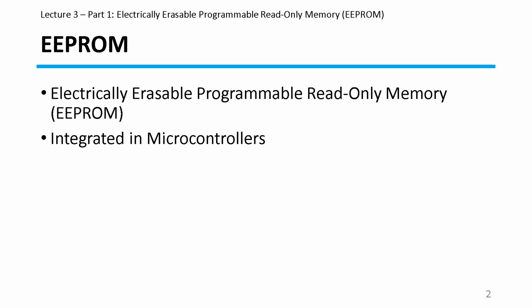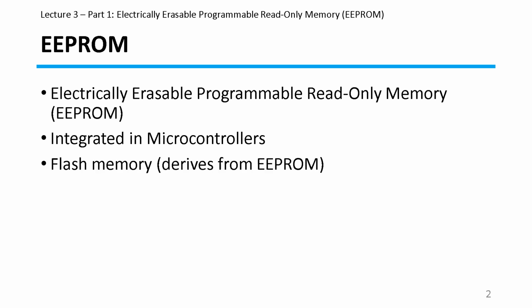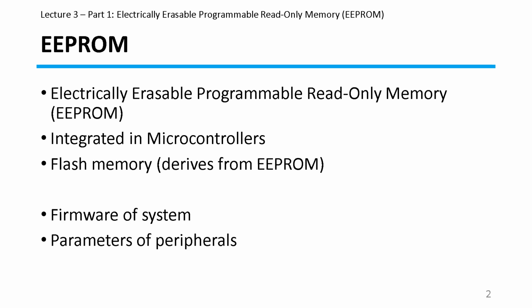EEPROMs are usually integrated in most microcontrollers since they require some form of memory. And flash memory, which you might be familiar with the name, derives from the EEPROM. So generally, EEPROM are used to store parameters or the firmware of a system in that way that it's permanent and doesn't require reprogramming every single time that you run a different set of code.